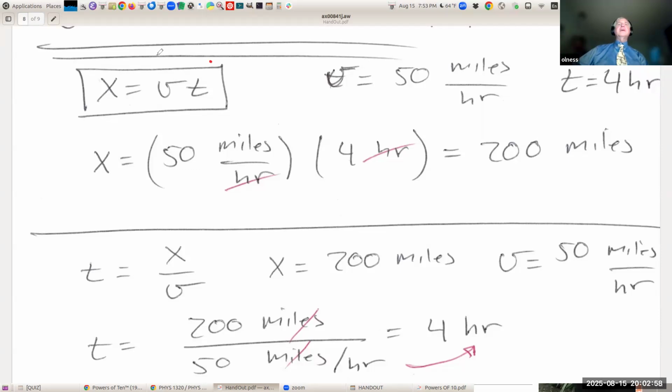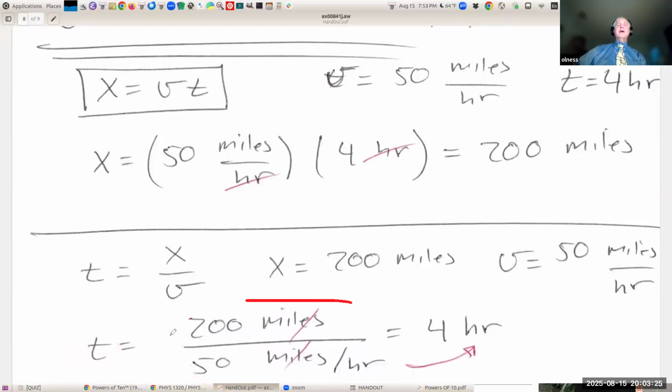But what I can do is take this formula and divide both sides by V. So I divide this by V, and I divide this by V, and that'll cancel out. And so time is X over V. This is a manipulation I have here. And just to make sure I've got that right, let's carry the units through and make sure. So I claim time is equal to distance over velocity.